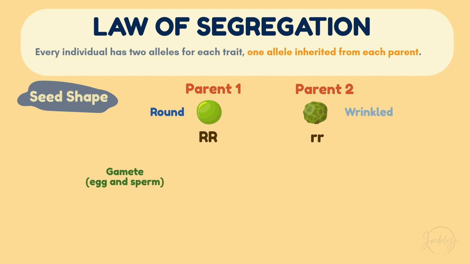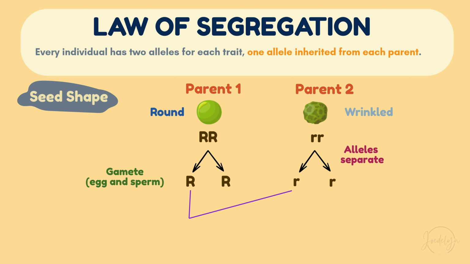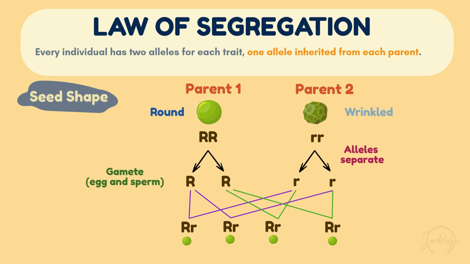However, when gametes such as egg and sperm cells are formed, these alleles separate. Each gamete carries only one allele. Then, during fertilization, the offspring receives one allele from each parent. That's how genetic combinations such as round or wrinkled seeds are formed.